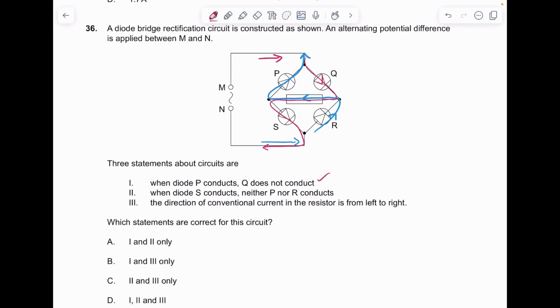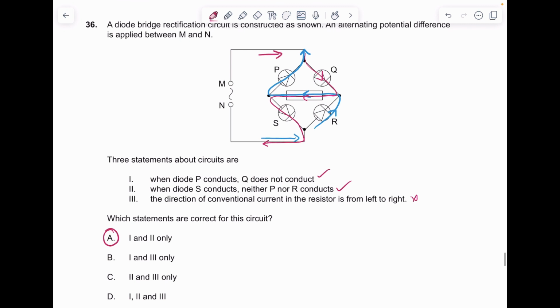When diode S conducts, neither P nor R conducts. So if S is conducting, P and R are not, they're not on the same path. That is also true. Direction of current in the resistor from left to right? Well, no, if we look, both times the current has gone from right to left. That is not correct. So 1 and 2 are correct, only looking at the 2 possible paths for current to flow. So A.